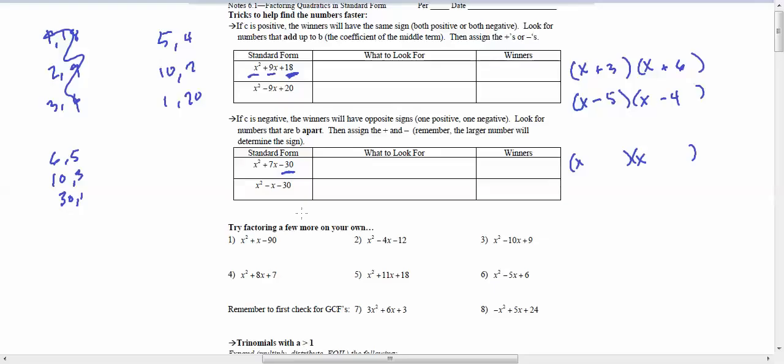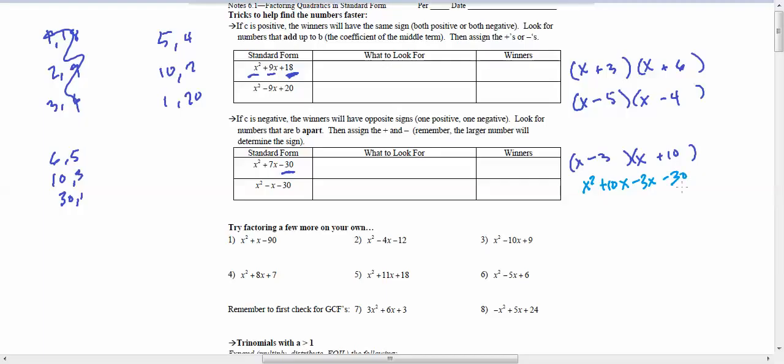Which pair of these can I use to make the number 7? 10 and 3. Okay, go. Negative 3, positive 10. That's what you're suggesting. Let's see if that works. I'm going to FOIL that out. FOIL stands for first, outer, inner, last. So x times x is x squared. Outer times outer is positive 10x. Inner is negative 3x. Last is negative 30.